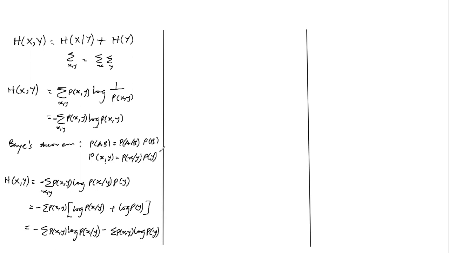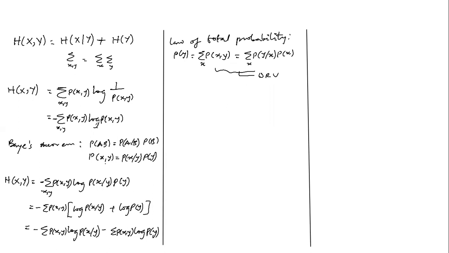Now, if we recall the law of total probability, we have that P of Y is the same as the summation over X of the joint distribution, which is the same as the sum over X of P of Y given X times P of X, by this law or rule. And if we consider P of X, then this would be a summation over Y, right? This is for discrete random variables. So if we plug this in, then sigma P of XY can be replaced as this, right?